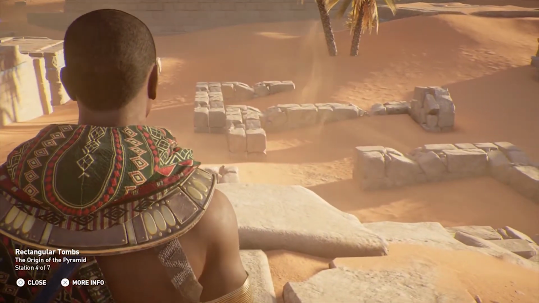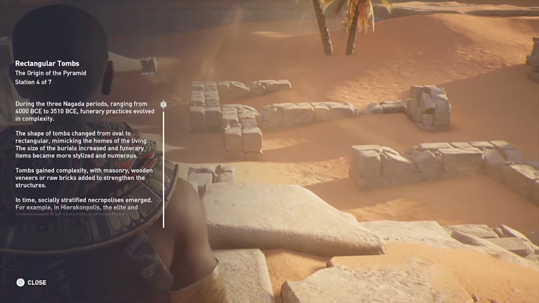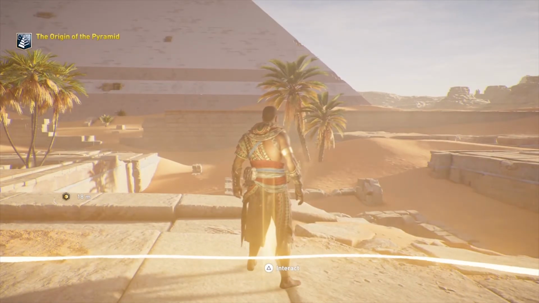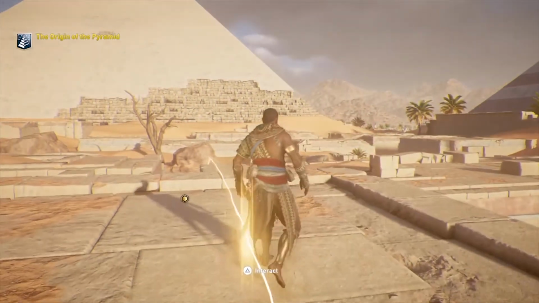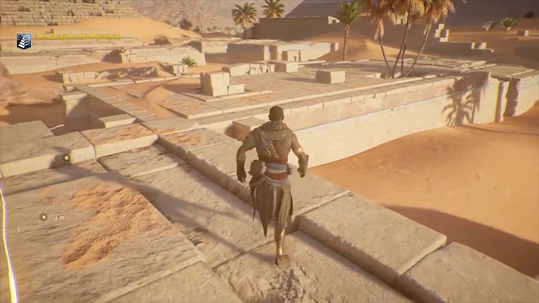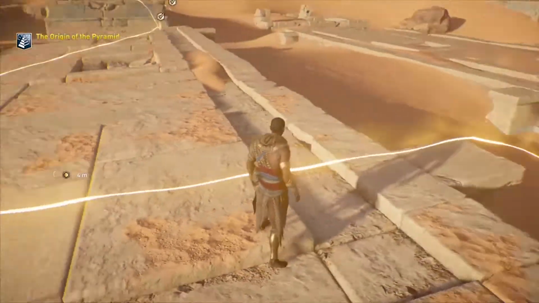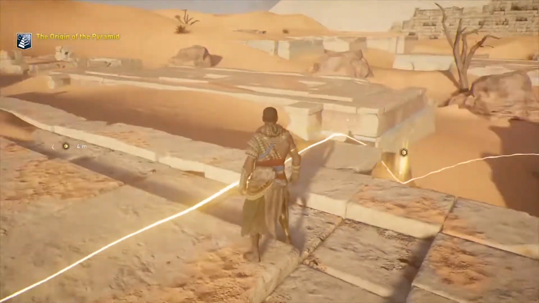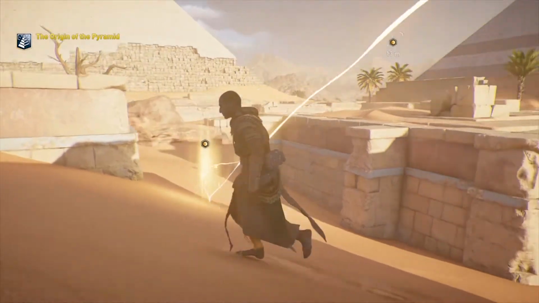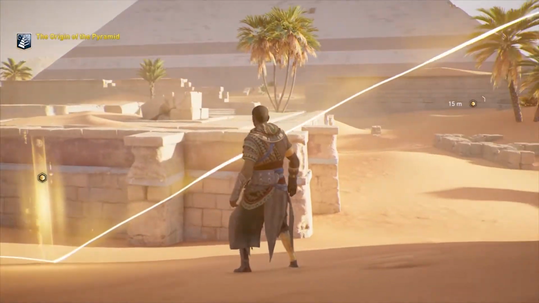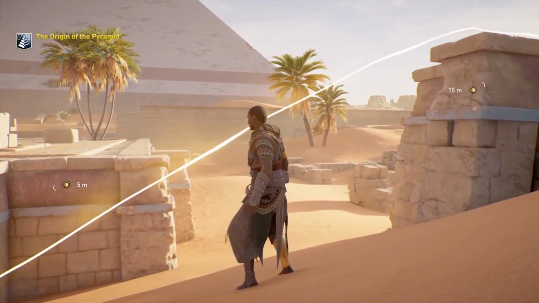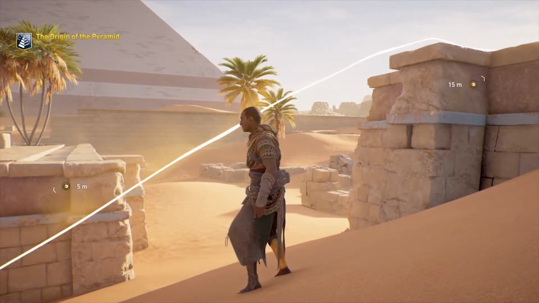During the three Nagada periods ranging from 4000 BCE to 3510 BCE, funerary practices evolved in complexity. The shape of tombs changed from oval to rectangular, mimicking the homes of the living. The size of the burials increased and funerary items became more stylized and numerous. Tombs gained complexity, with masonry, wooden veneers, or raw bricks added to strengthen the structures. In time, socially stratified necropolises emerged. For example, in Hierakonpolis, the elite and commoners had separate necropolises.